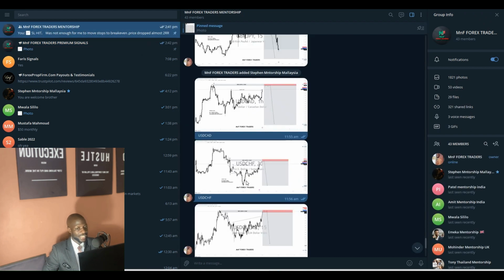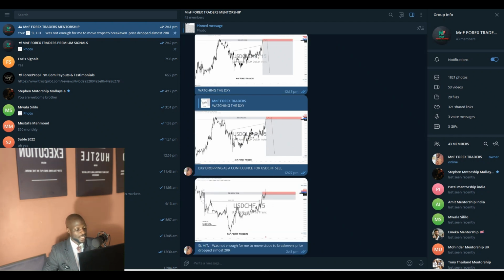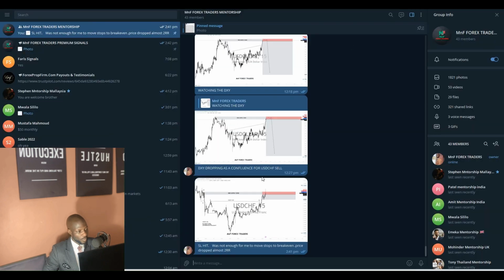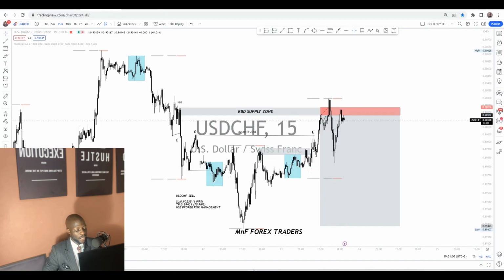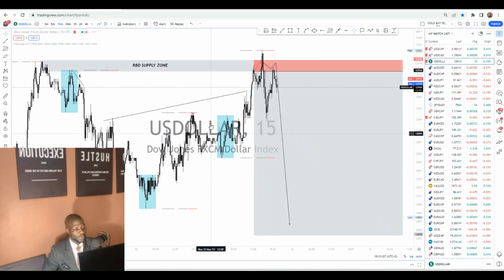Another confluence that actually gave me confidence to take this particular trade was the DXY. You can see that the DXY was also at the supply zone right here. Therefore, if the DXY was going to start going down, I was going to start selling. And you can see that right here, the DXY actually decided to reject this level right here, which was telling me to sell also on USD Swiss right here. So let me just show you what was happening on the DXY right here.